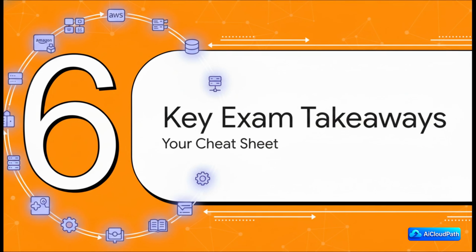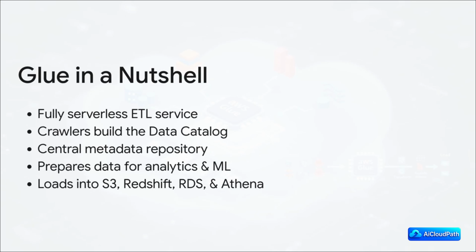Okay, for anyone studying for an AWS certification, let's just boil this all down into a quick cheat sheet. These are the things you absolutely positively have to know about AWS Glue. So let's run through it. Glue is a fully serverless ETL service. Remember that. Its crawlers automatically discover schemas and build a data catalog. That catalog is your central metadata repository. Its entire job is preparing data for analytics and ML, and it can load that data into places like S3, Redshift, and more. Got it?